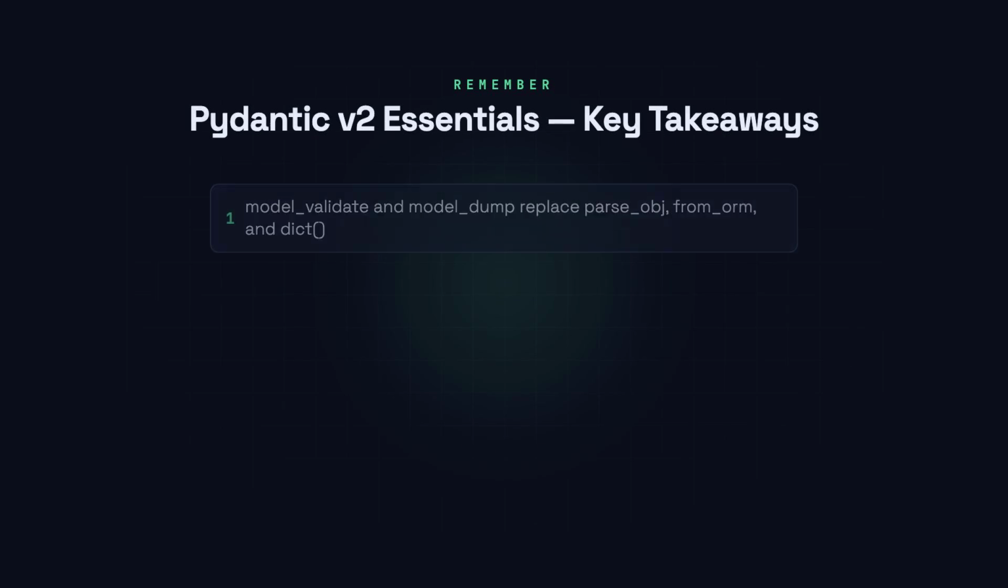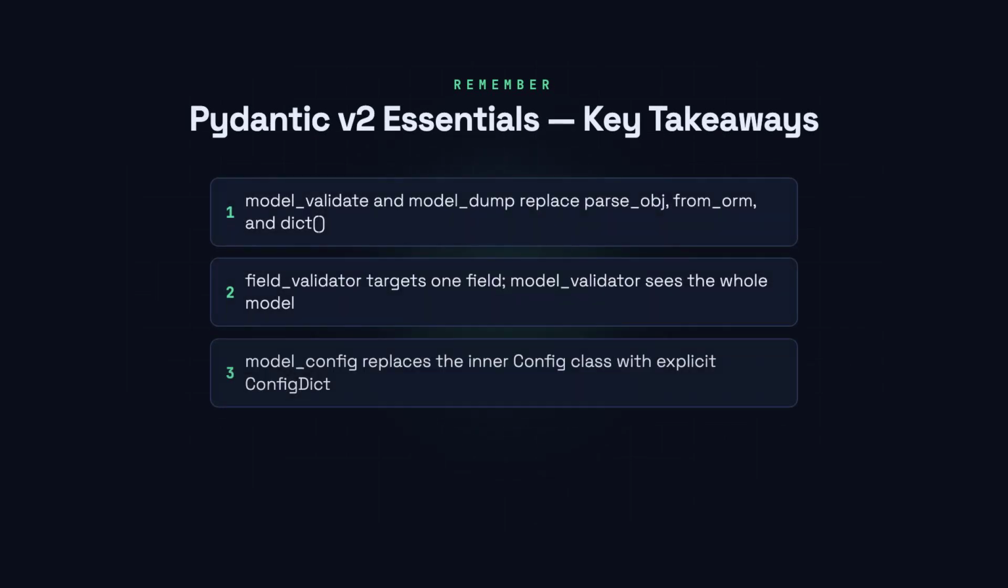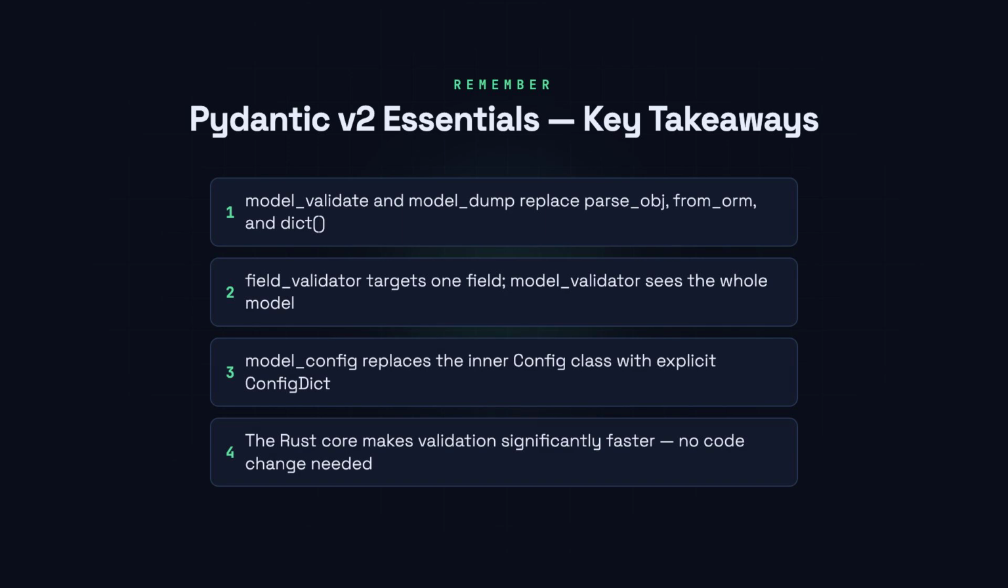To wrap up, Pydantic v2 renamed its core methods to make their intent obvious: model_validate to build a model, model_dump to serialize it. Custom logic now lives in 2 well-separated decorators: field_validator for single field rules, and model_validator for whole model rules. Configuration moves out of a nested class and into a plain ConfigDict assignment. And all of this runs on a compiled Rust core, so your FastAPI app gets faster validation for free the moment you upgrade.